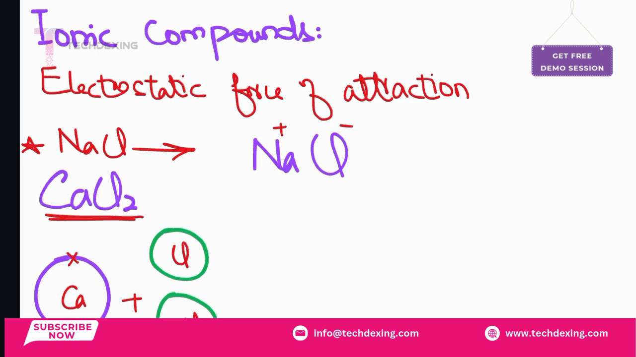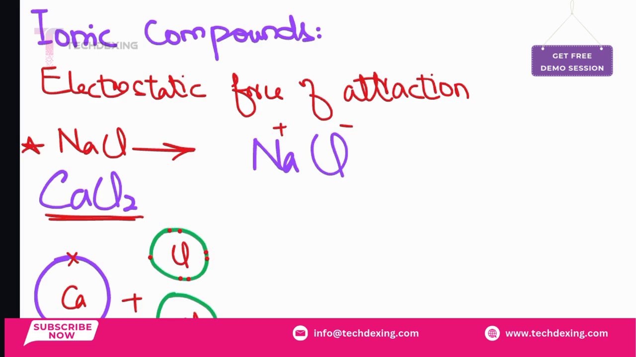17 is the total number of electrons. You have to tell me the number of electrons in the outermost electronic shell of the chlorine. The number of outermost electrons for the chlorine is seven. Very good. So 7.